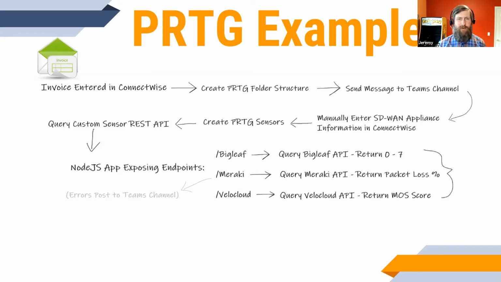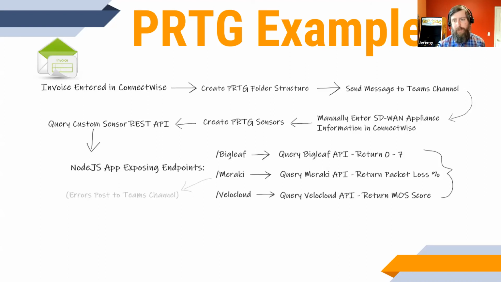So you can kind of write this middleware. PRTG will query the middleware. The middleware will then turn around and query the different integrations we built, right? So it'll query BigLeaf. BigLeaf returns a whole bunch of information, but most importantly, BigLeaf rates their health on a 0 to 7, 0 being everything's great, 7 site down. We then massage that and return that to PRTG in a format it wants to see.